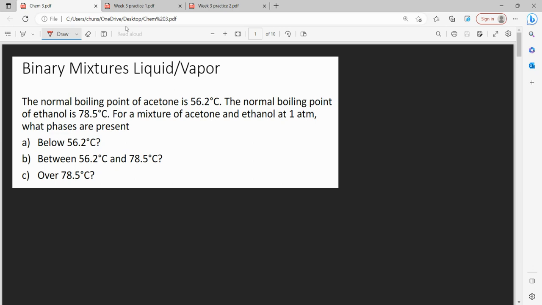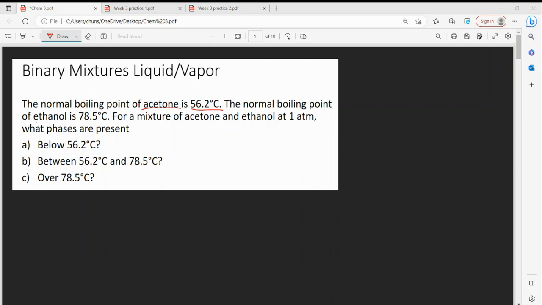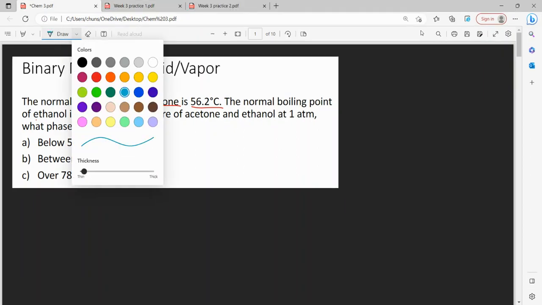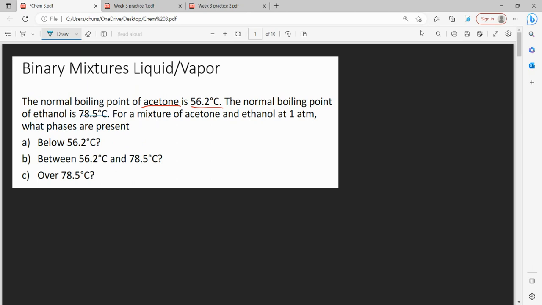So if we had two different substances, we have acetone, which has a boiling point of 56.2 degrees Celsius, and ethanol, which has a boiling point that is higher at 78.5 degrees Celsius. For a mixture, what phases are present below 56.2?